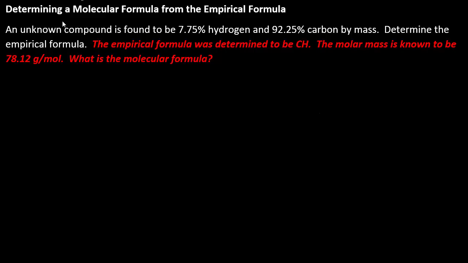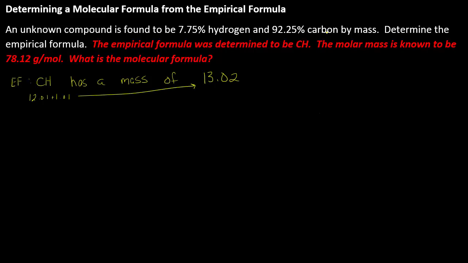Alright, now that we've seen how to get an empirical formula, let's see how to go from an empirical formula to a molecular formula. So again, we'll use the same scenario with the 7.75% hydrogen and 92% carbon. We know that the empirical formula was already determined to be CH. Now let's add in the extra piece of information. We'll say the molar mass is known to be 78.12 grams per mole. What is the molecular formula?